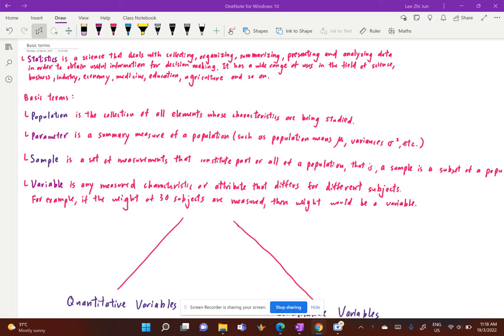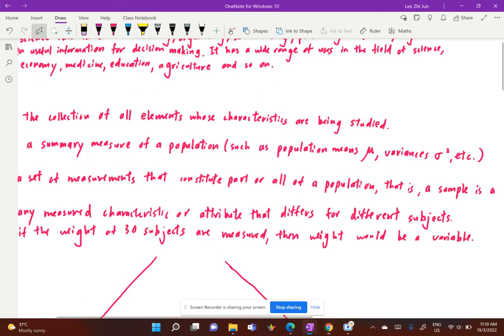So this chapter is related to statistics. As the definition of statistics is not so important in the syllabus, I will just read it out only. Statistics is a science that deals with collecting, organizing, summarizing, presenting, and analyzing data in order to obtain useful information for decision making. It has a wide range of uses in the field of science, business, industry, economy, medicine, education, agriculture, and so on.